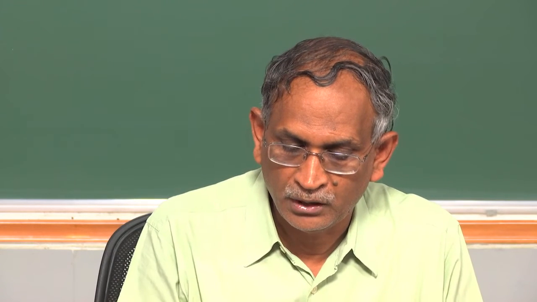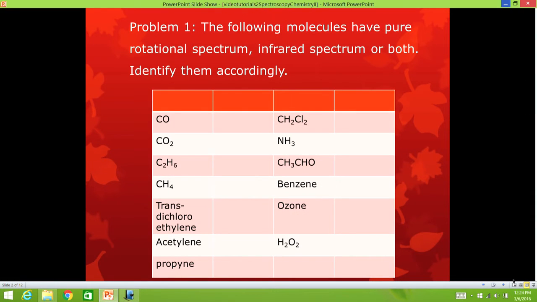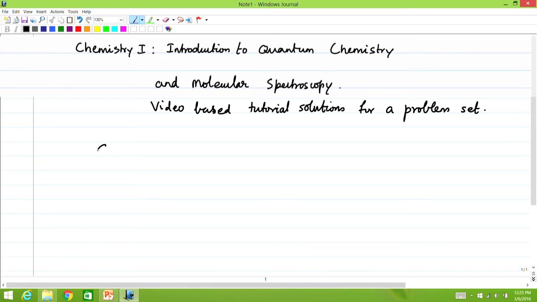So, let us take the first example, carbon monoxide. Carbon monoxide has a strong dipole moment, therefore, it has both microwave and IR spectrum. The next one is CH2Cl2. This is a tetrahedral molecule and it has a permanent dipole moment due to the C-Cl bond having an electric dipole differently from that of the CH2, and therefore, this molecule also has both microwave spectrum and infrared spectrum.